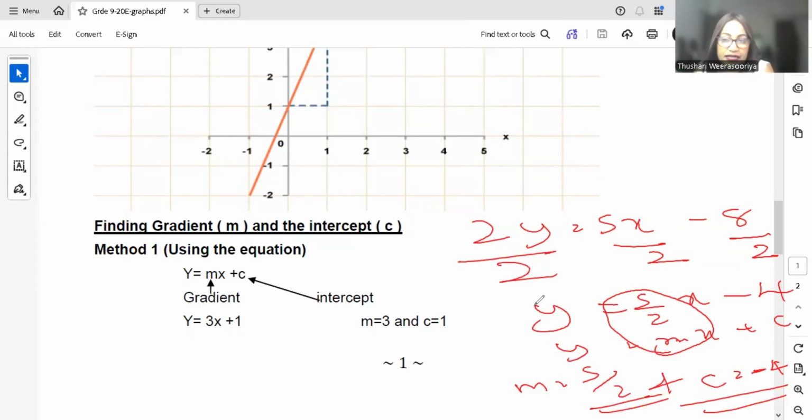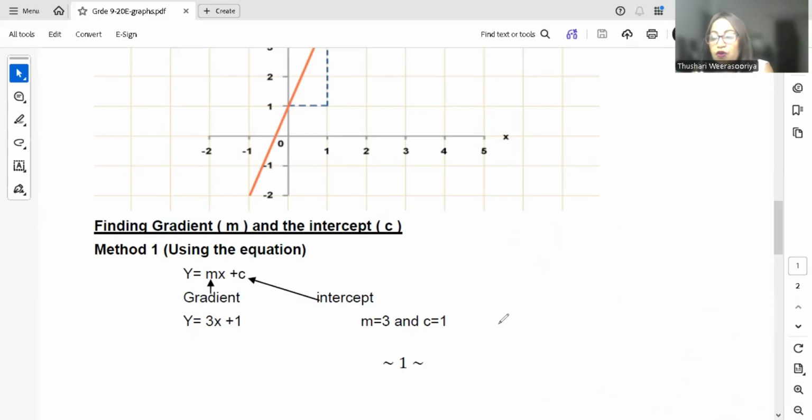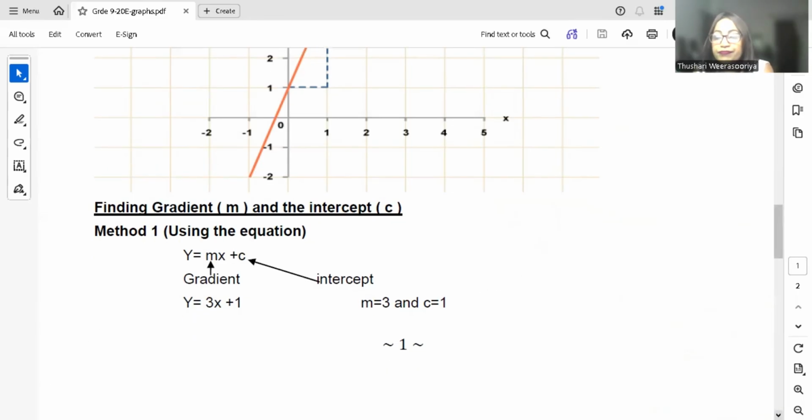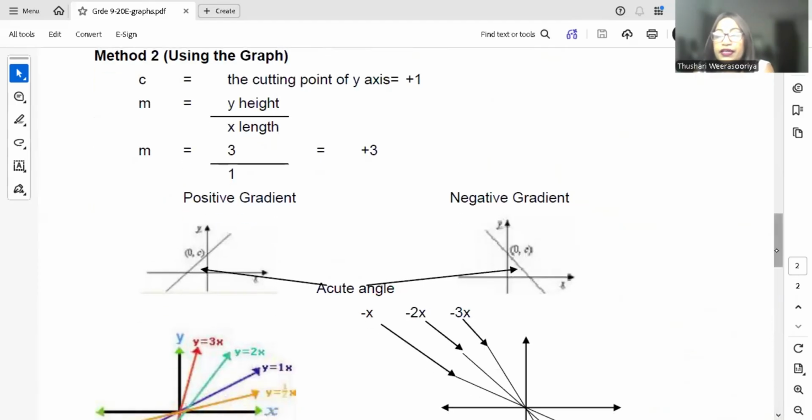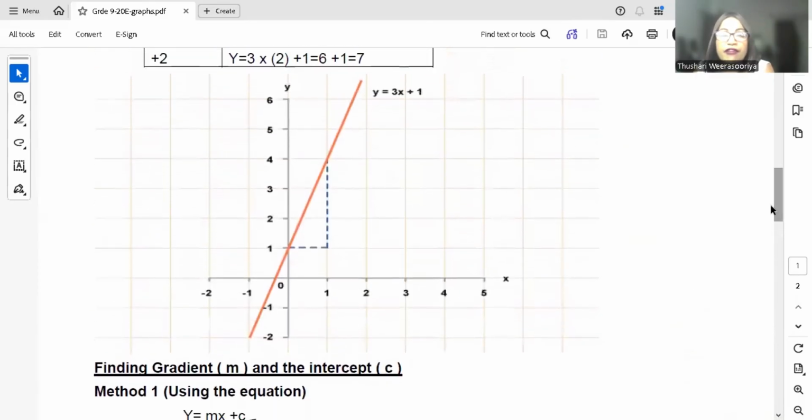Got it? Okay. I assume you can understand method 1, using equations. We'll move on to method 2, using the graph. Now look at this graph. Now assume that you don't know the name of the graph. If you know the name, it's easy to get m and c. You can see only the graph. That's how you are going to find the m and c of this graph.